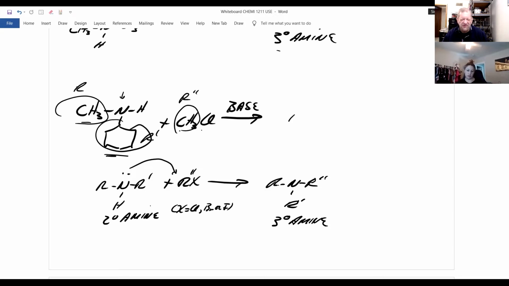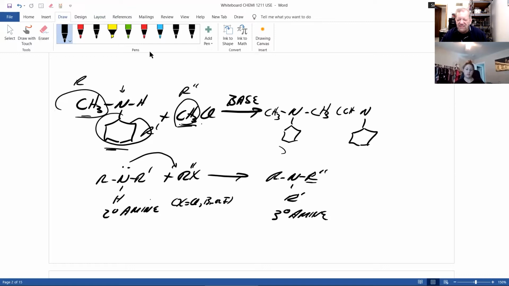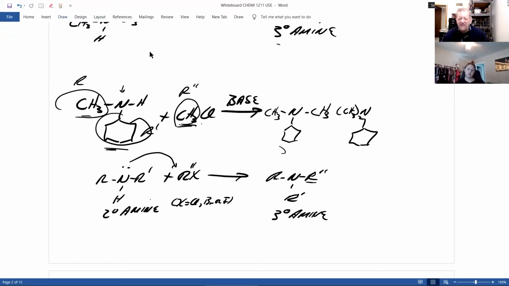So I have my nitrogen, what's attached to it, a cyclohexane ring, and a methyl group. And then my R triple prime is a methyl group. And I have my tertiary amine. You could have also written it this way, because notice there's two methyl groups. Oh, hold on, that looks awful. And that would be that.